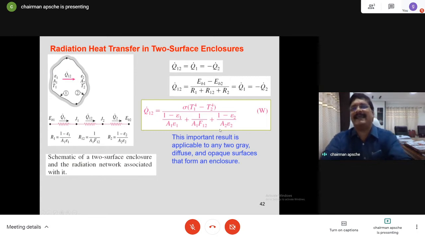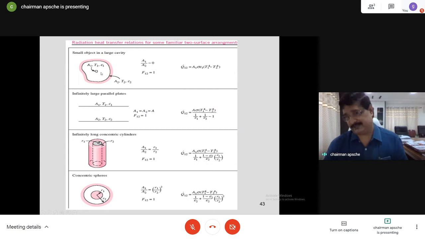So this is a generic rule. Friends, I just want you to remember this equation. So when two real surfaces are interacting with each other, forming an enclosure which is forming into radiation heat exchange, the entire radiation network is this, and if you can remember this slide, you can solve many radiation heat transfer problems. Let me see how it happens.